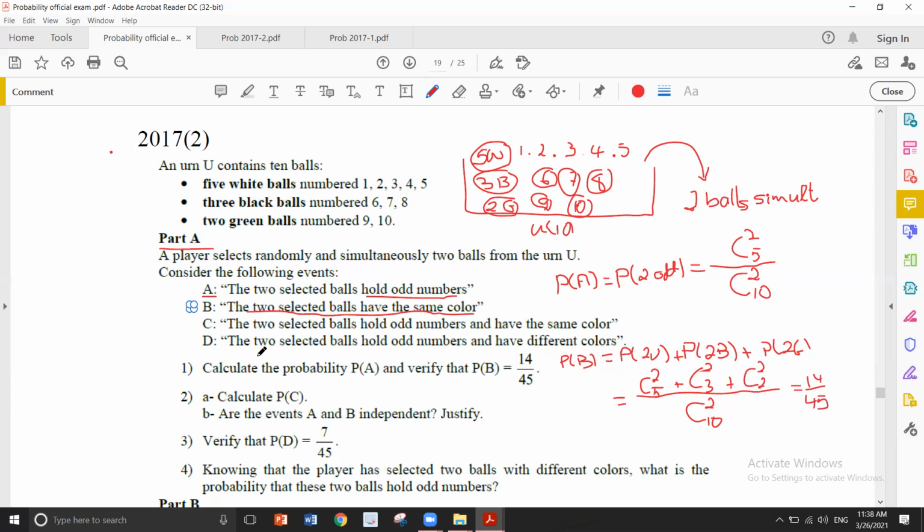Any questions about parts A and B? Now calculate the probability of C. What is the probability of C? The two selected balls hold odd numbers and have the same color. What is the probability of C?